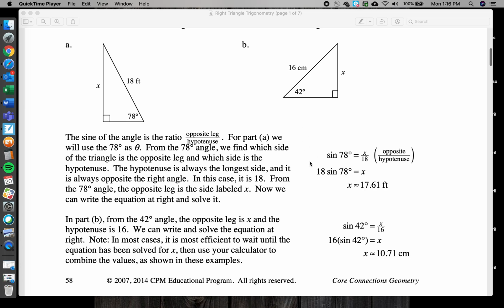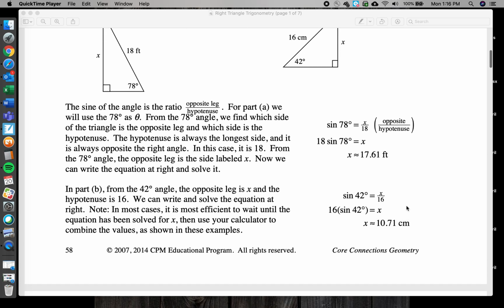Here's the setup for the first one: the sine of the angle we use, sine of 78, equals opposite over hypotenuse. Once you get your equation set up, then you're just solving for x. If you want, you could put this over 1 and think of it as a proportion and cross multiply. Or you could just multiply both sides by 18 right away to get rid of the fraction, and there's your answer. Same idea on the second one, just with slightly different numbers.